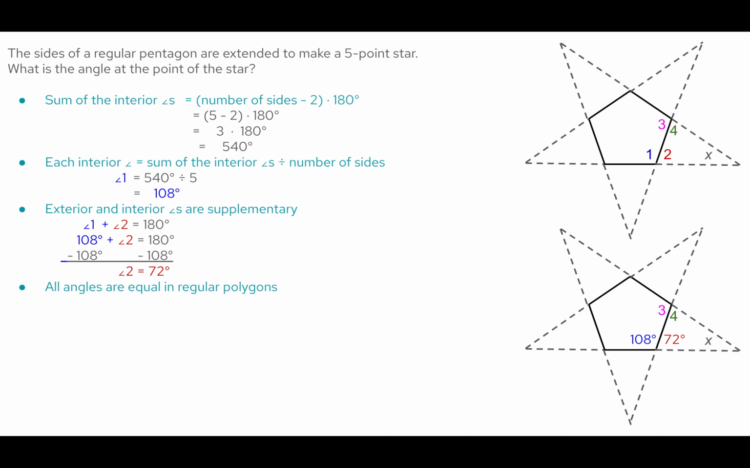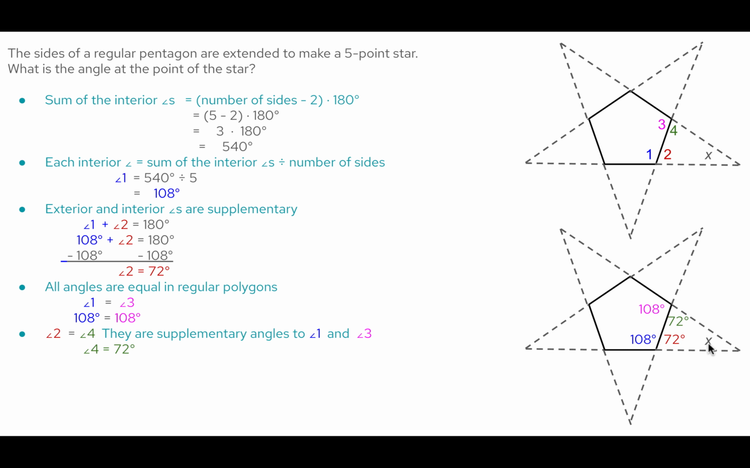I also know that all angles are equal in regular polygons. Therefore, angle 1 has to be the same as angle 3. So if angle 1 is 108 degrees, angle 3 also is 108 degrees. I also know that angle 2 and angle 4 have to equal each other because they are supplementary angles to angle 1 and angle 3. See, angle 1 and angle 2 were supplementary, and angle 3 and angle 4 are supplementary. And if angle 1 equals angle 3, then angle 2 must equal angle 4. Therefore, angle 4 has to equal 72 degrees.